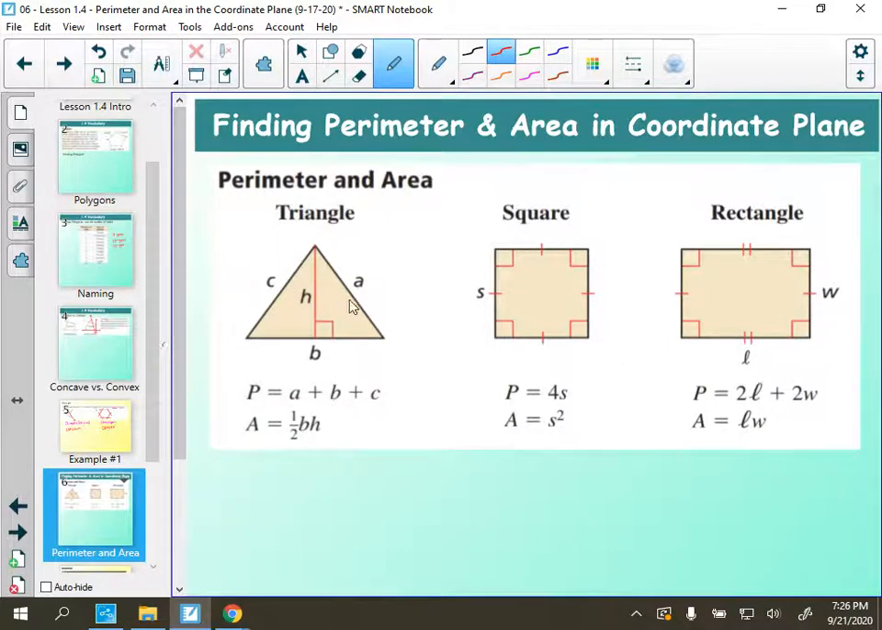For a triangle, keeping it pretty generic, we don't necessarily know that any of these sides are the same, so we're just using different letters for each, A, B, and C: A plus B plus C. Add all your sides up, there's your perimeter. Let's jump back over here to square and rectangle for area.